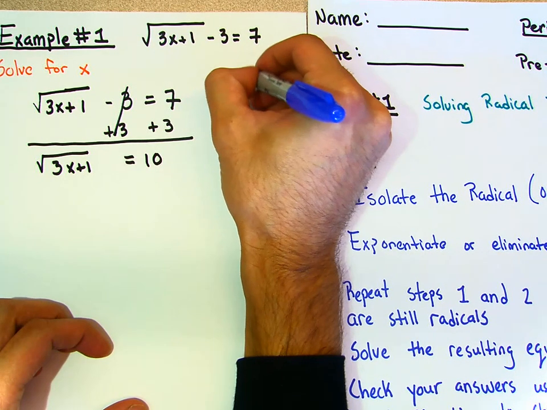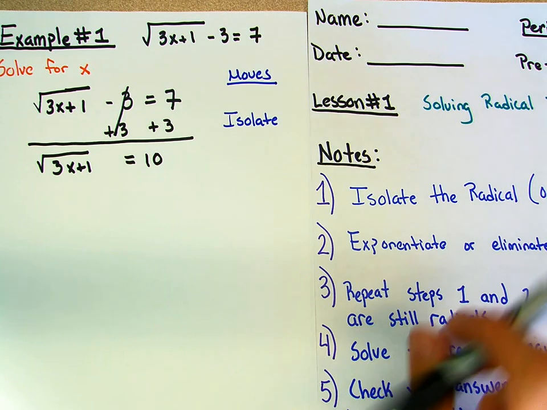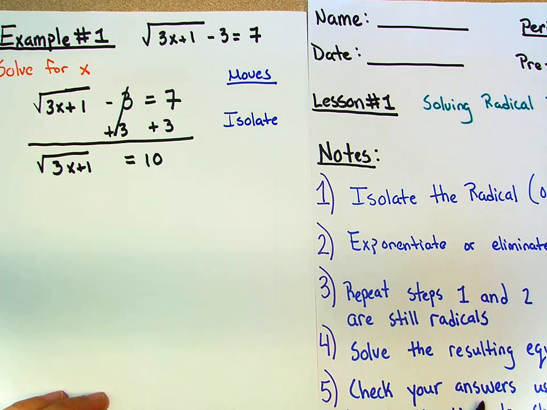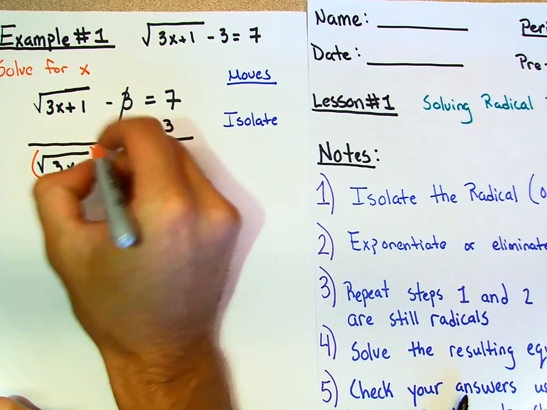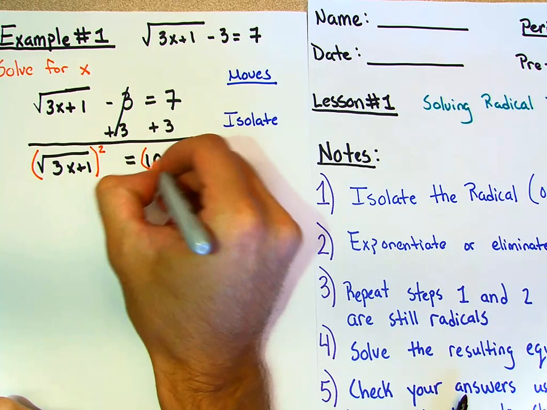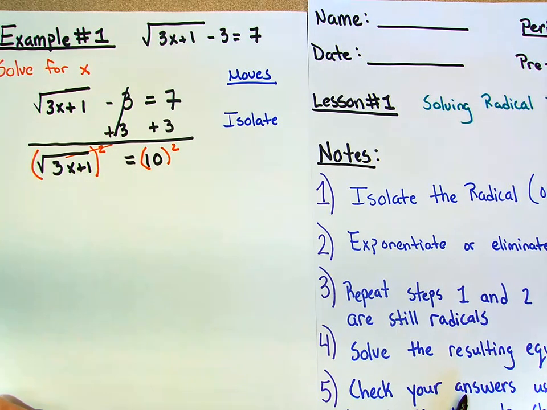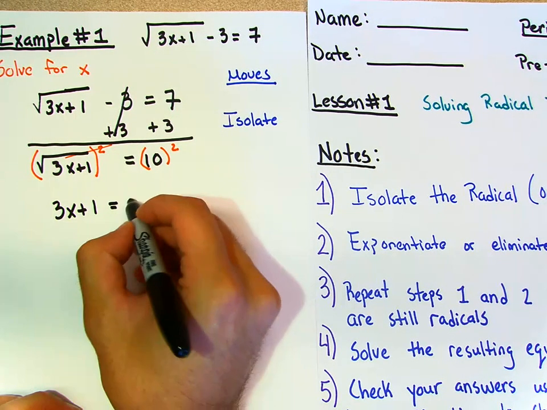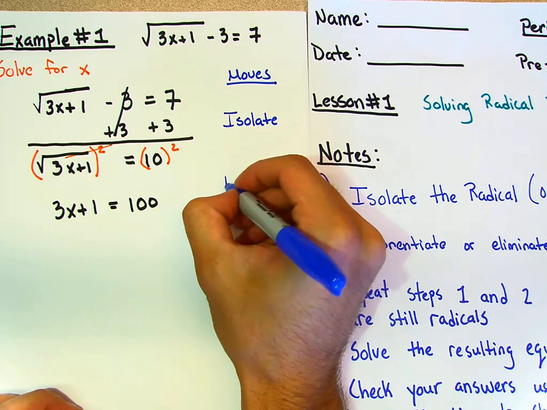So we could say moves. Isolate, that was the first move. Now, what do we want to do? What's the second move? We want to exponentiate. So from here, when we say exponentiate, this means you're going to square both sides to get rid of the radical. So this cancels. And now what do we have? We have 3x plus 1 equals 100. Okay? And this was the step. We had exponentiate, right?